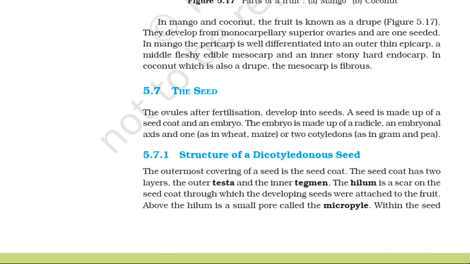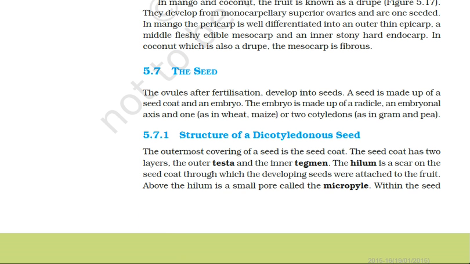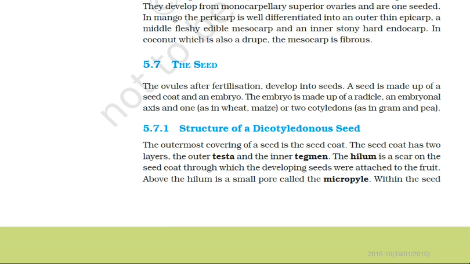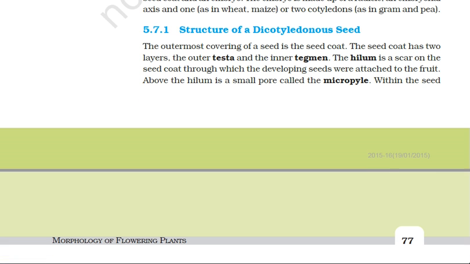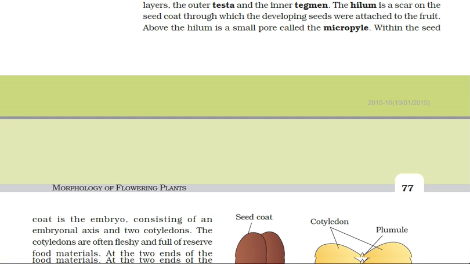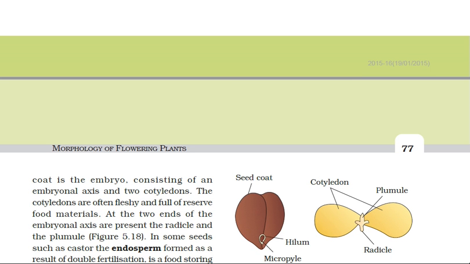Then you study the dicotyledonous seed. The outermost covering of the seed is the seed coat, which consists of two layers, the outer testa and the inner tegmen. A small scar called hilum is present on the seed coat, which represents the point where the developing seed was attached to the fruit. Above the hilum is a small pore called micropyle, and within the seed coat lies an embryo.